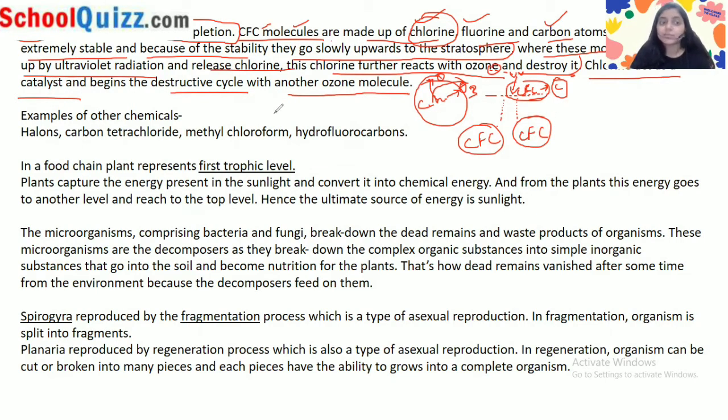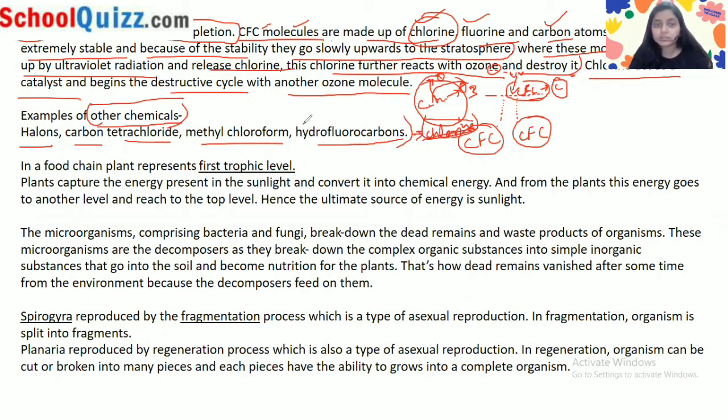Okay, and what are the other molecules or chemicals which are helping the ozone depletion? That is halogens, carbon tetrachloride, methyl chloroform, hydrofluorocarbons. All these molecules have chlorine. That's why they are in the category of ozone depletion chemicals. Here you can see the chloroform, tetrachloride, hydrofluorocarbons. So they have chlorine in their molecules.